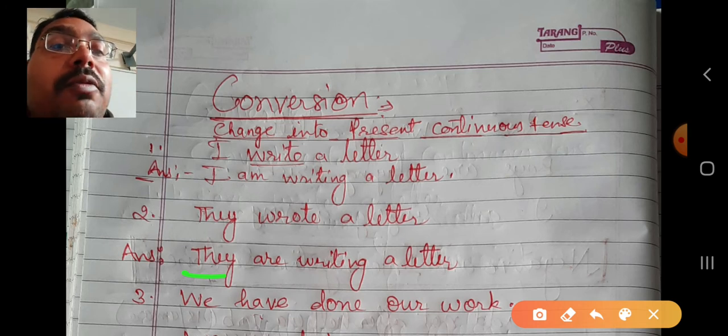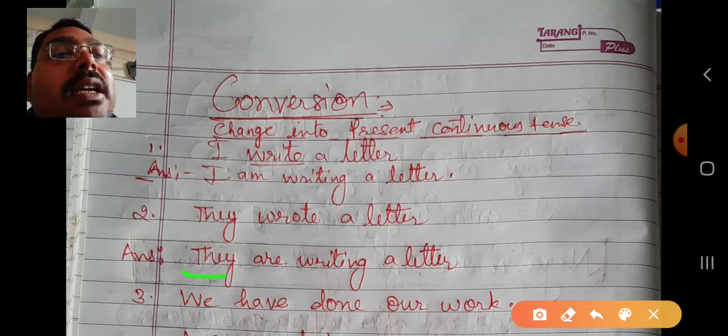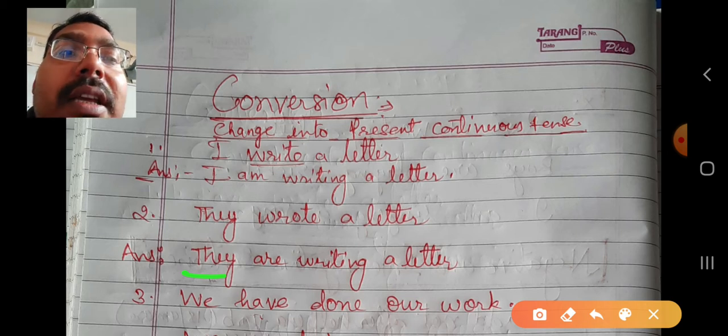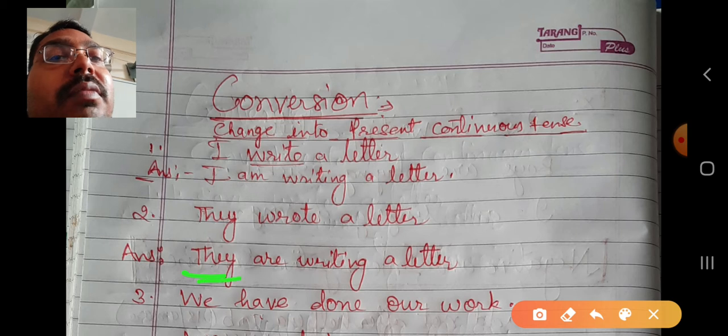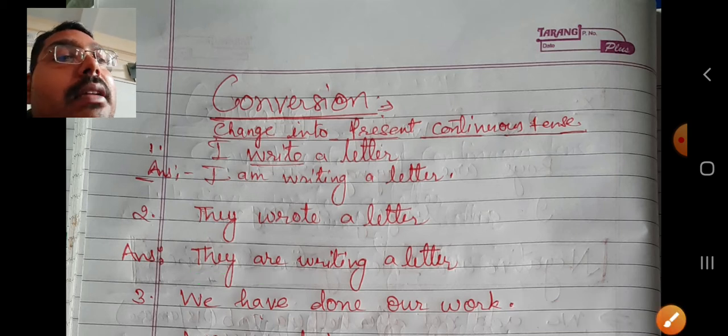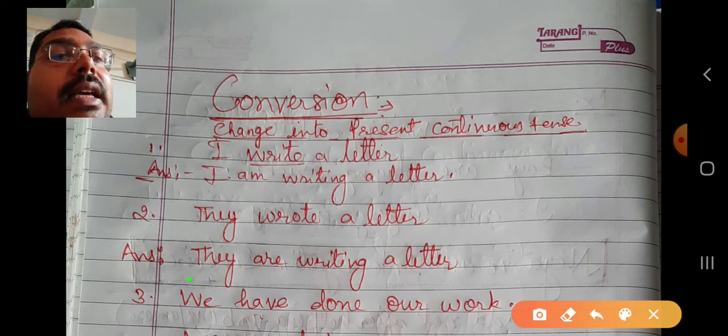For they, a plural subject, what will we use? We will use are. Will we use is? No, we will use are. We can't use is, because we use is with singular subjects. We use am with I only. So with they, what will we use? We will use are. So here we use are, they are, and then the first form of wrote.